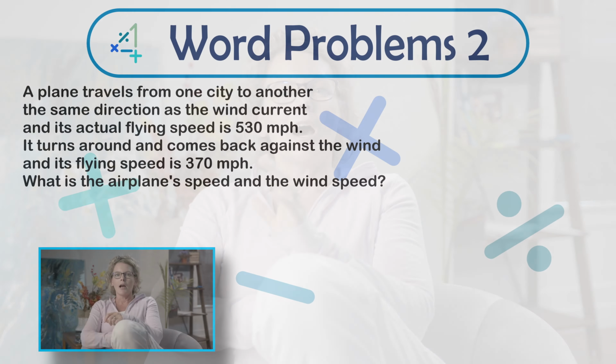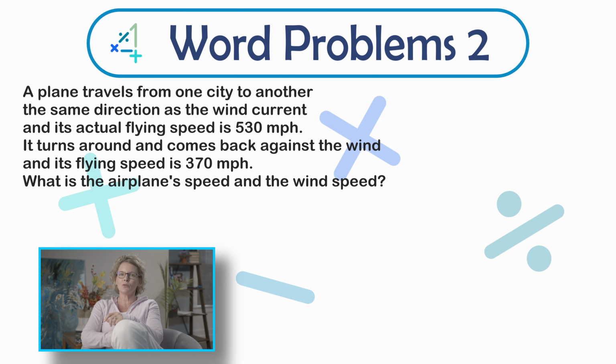If you're rowing a boat, the same thing happens. There's a water current that either fights against you or pushes you along. All this is important for a word problem like this. A plane travels from one city to another, the same direction as the wind, and its actual flying speed is 530 miles per hour. It turns around and comes back against that wind, and its flying speed is 370 miles per hour. What is the airplane's airspeed and the wind speed?